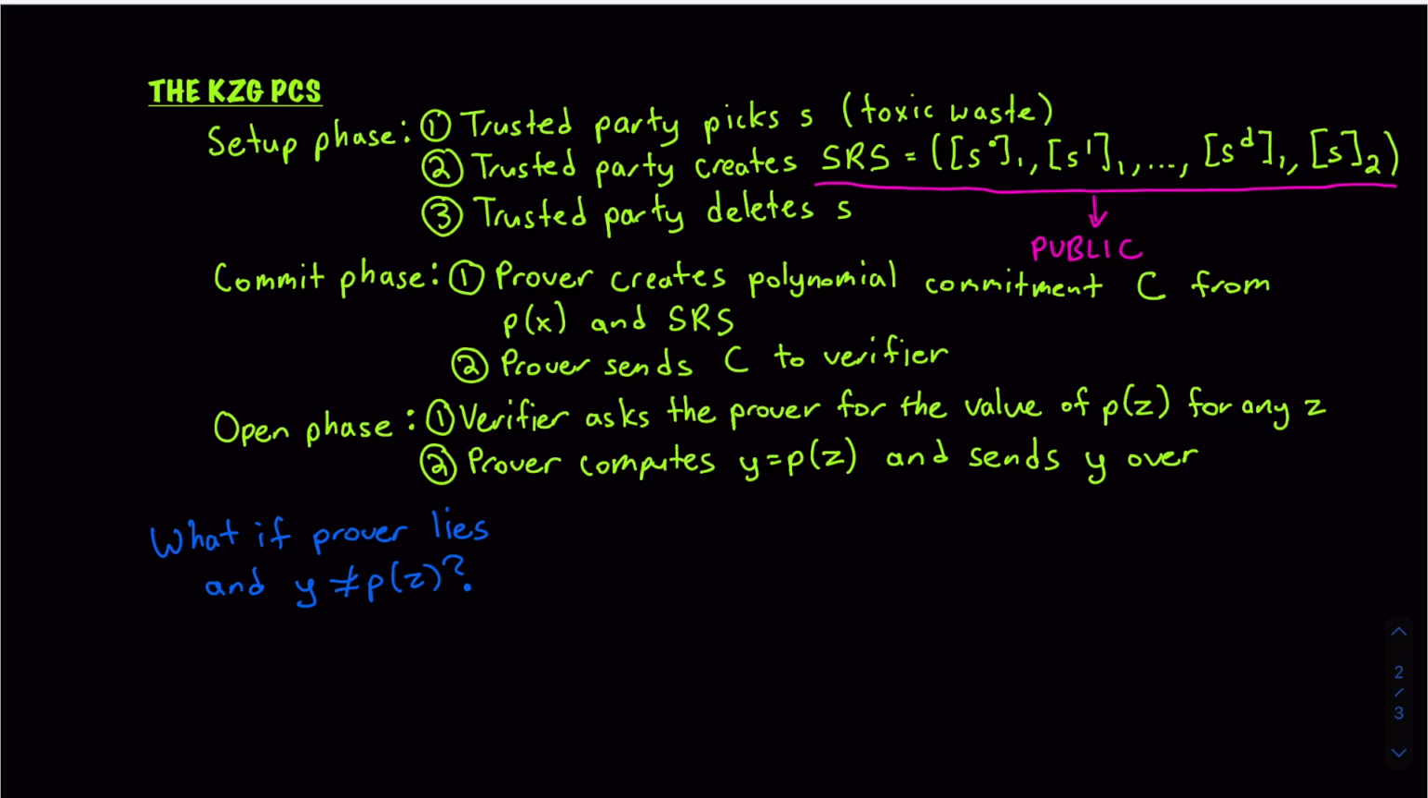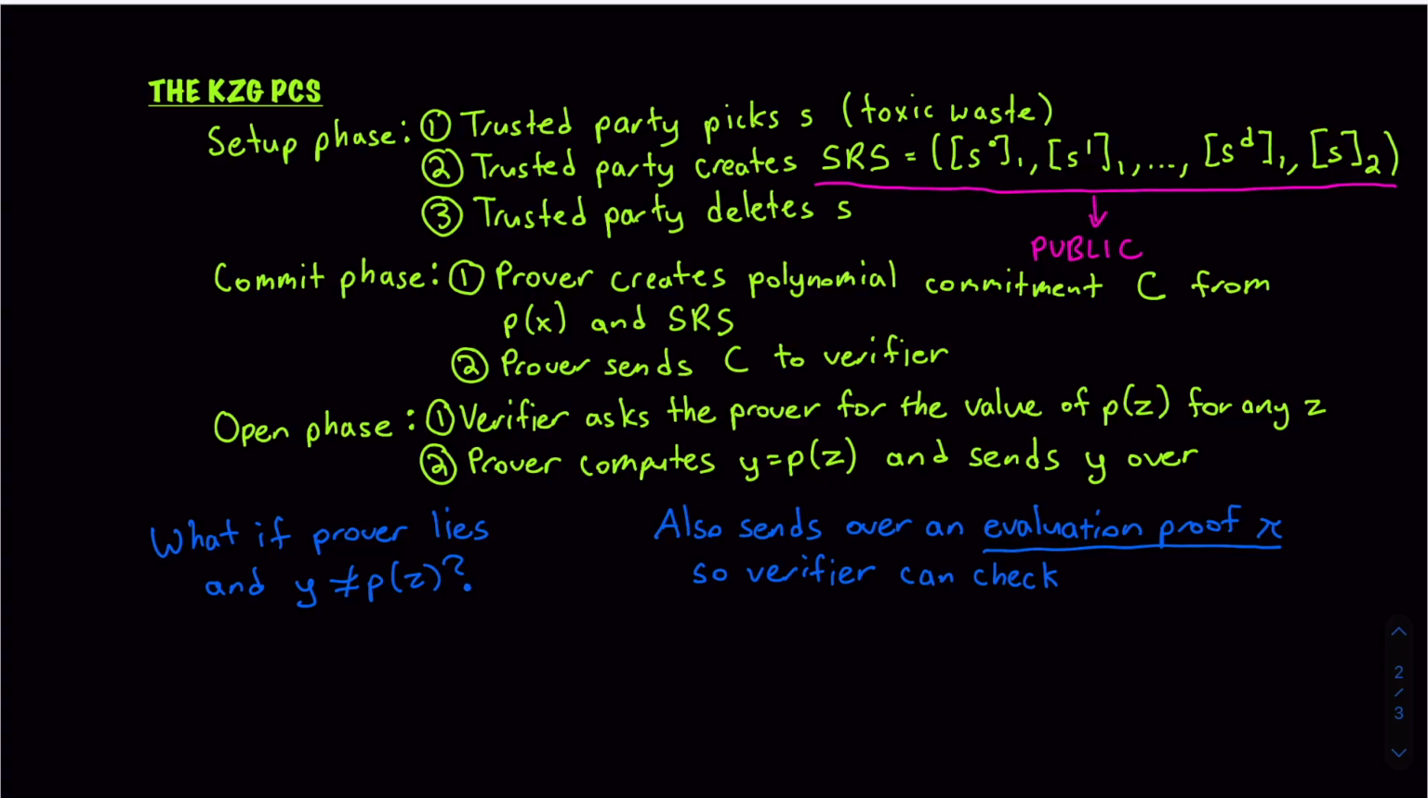So in an opening, the prover doesn't only send the value y. They also send an evaluation proof, usually denoted pi, that allows the verifier to check that y is indeed equal to p of z. To understand what this proof is and why it works, we need one key fact about polynomials.